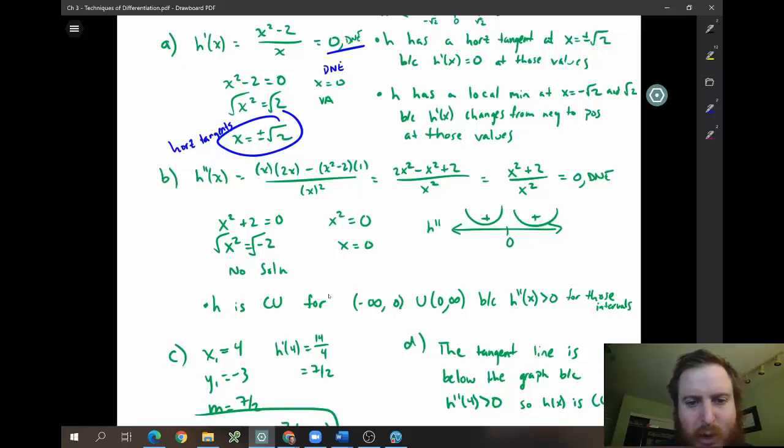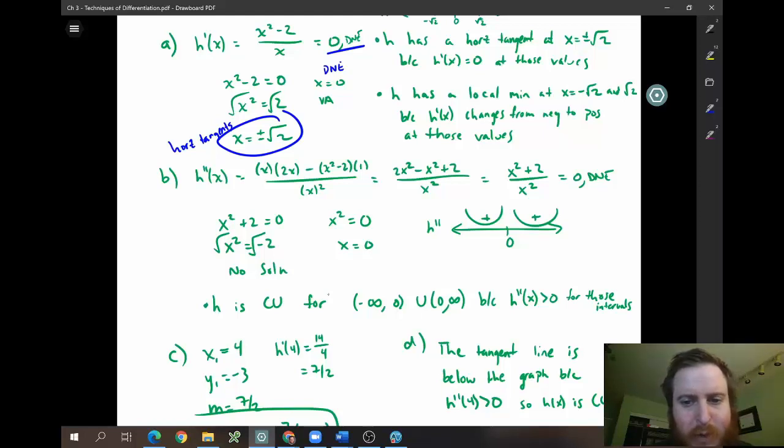Okay, next they asked about concavity. For concavity, we have to do the second derivative. So low d high minus high d low over low squared. Again, we set the top and the bottom to 0. The top set to 0 has no solution because we can't take the square root of a negative. The bottom set to 0 gives us 0.